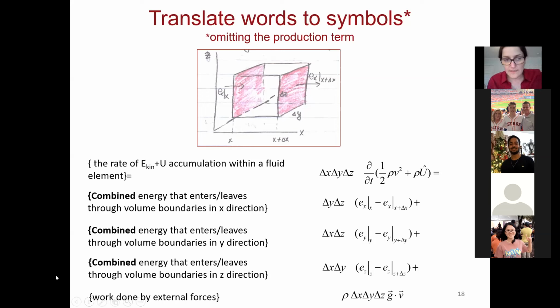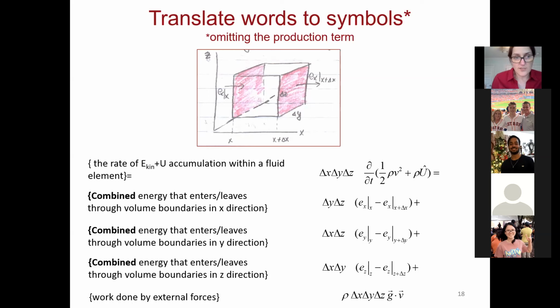But here I'm just doing the work done by external forces. My external force I'm going to label as gravity. So it's basically rho v, that's my mass, times g, is mg dot v. Yeah, so work of any force is basically dotting it with the velocity.